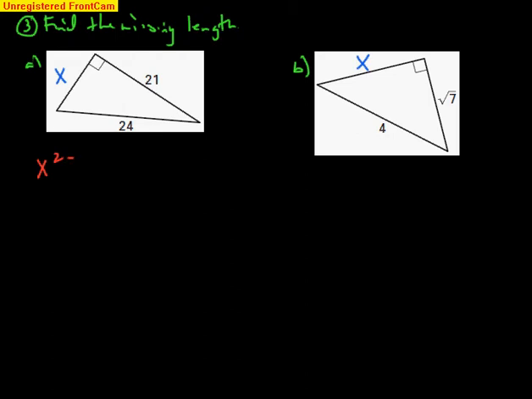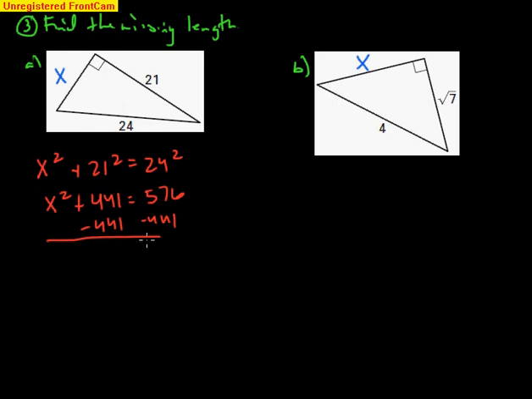So, I'm sorry, x squared plus 21 squared equals 24 squared. And we will use our calculator to get x squared plus 441 equals, and 24 squared, 576. Subtract your 441 from both sides. Your 441's cancel, and we get 576 minus 441, that's 135. And now we take the square root to find that missing side.